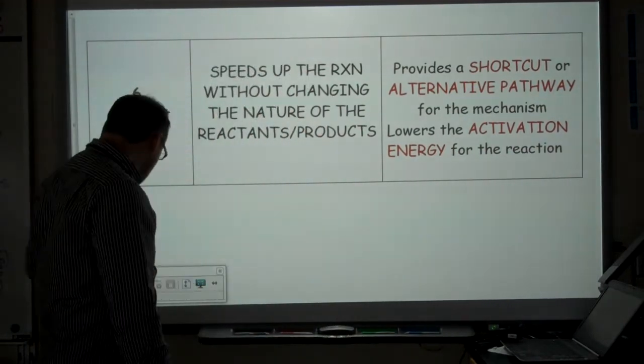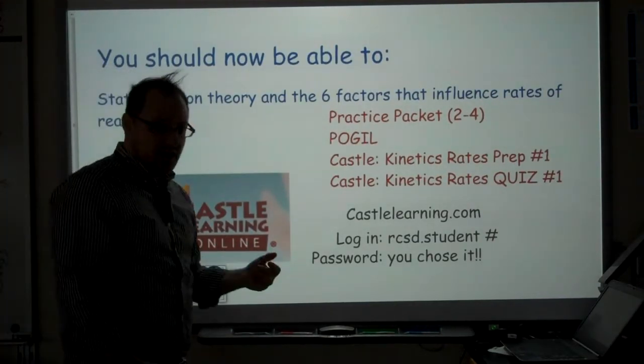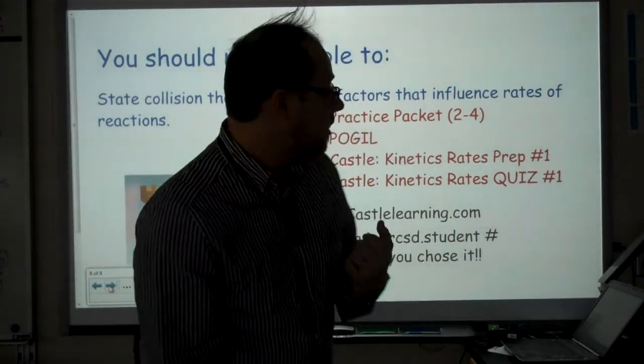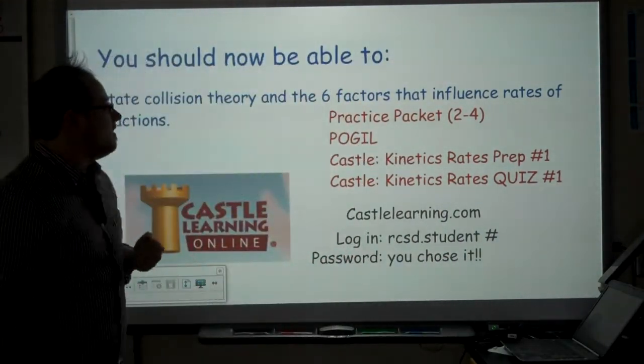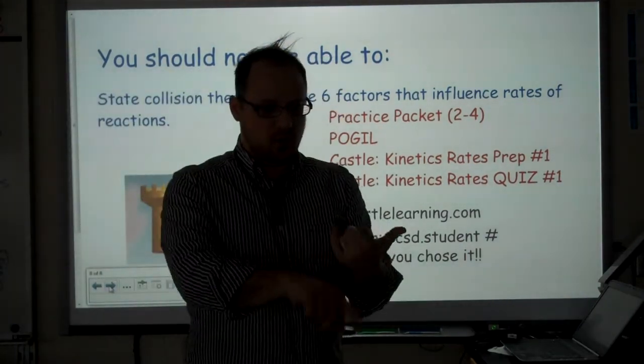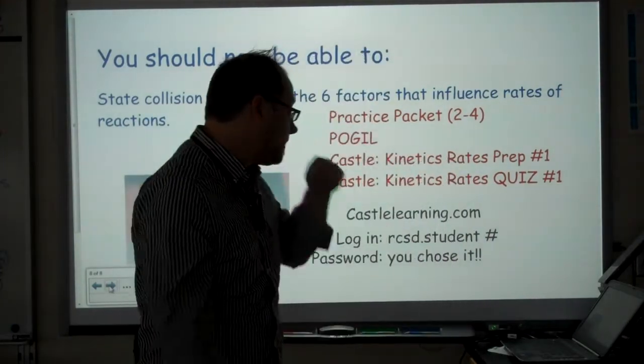So at this point, you should be able to state what collision theory is. Particles got to collide with correct orientation and energy to make a reaction occur. And the 6 factors that influence the rate of reactions: temperature, nature of reactants, concentration, pressure, surface area, and presence of a catalyst.